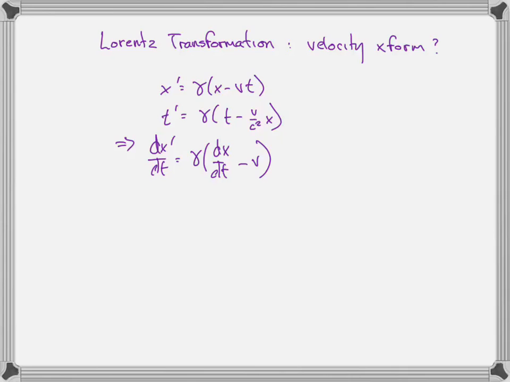If I take the time derivative of the first equation, we get dx'/dt is equal to gamma, right? Take the time derivative of the right-hand side. Gamma is just a constant, remember? So we get the first term, dx/dt minus v. So dx'/dt equals gamma, and dx/dt would be u, the velocity of an object in the unprimed frame, minus v, the velocity of the frame. Okay, so we get u' equals gamma times (u minus v).